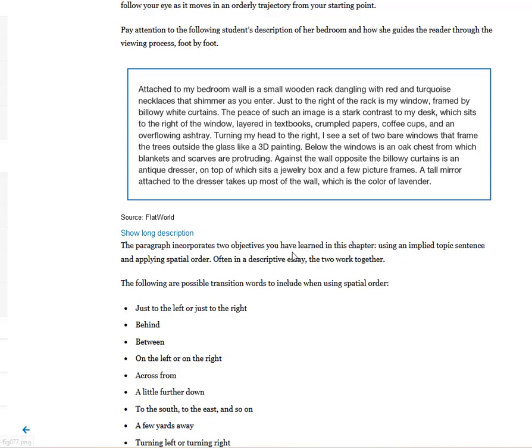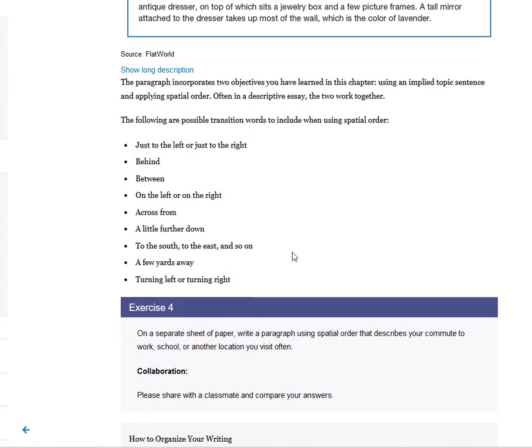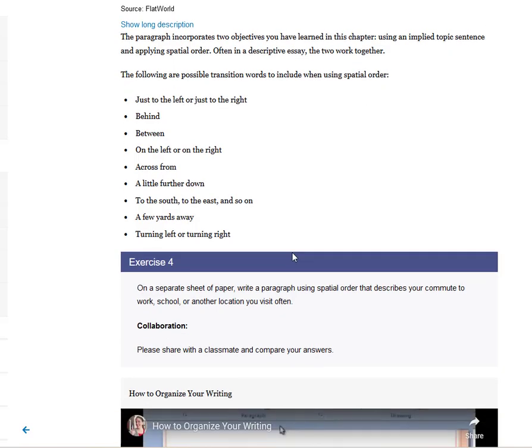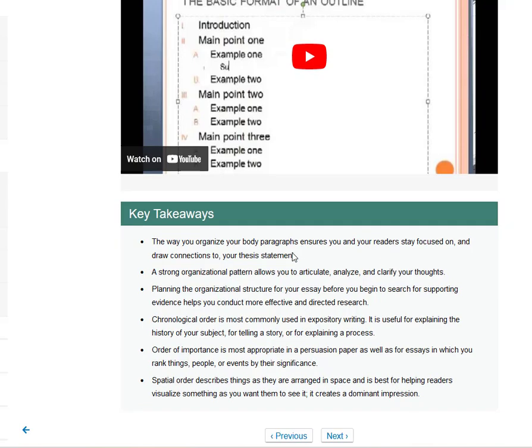As you do that, you would use possible transition words when using spatial order: just to the left, just to the right, behind, between, on the left or on the right, across from, a little further down, to the south, to the east, a few yards away, turning left or turning right. So that's how you do a long description.